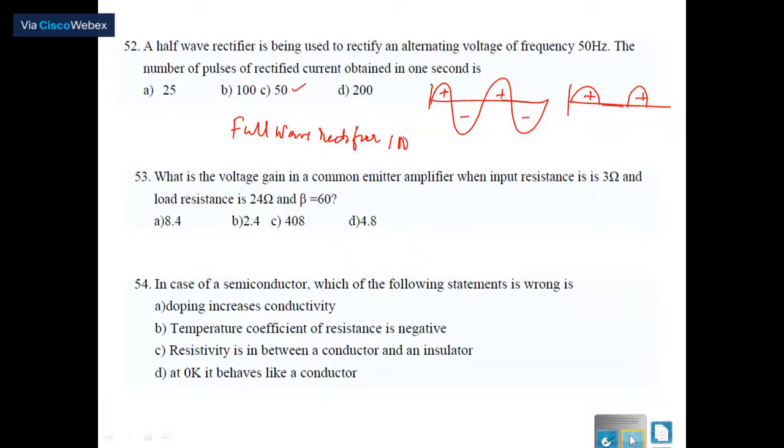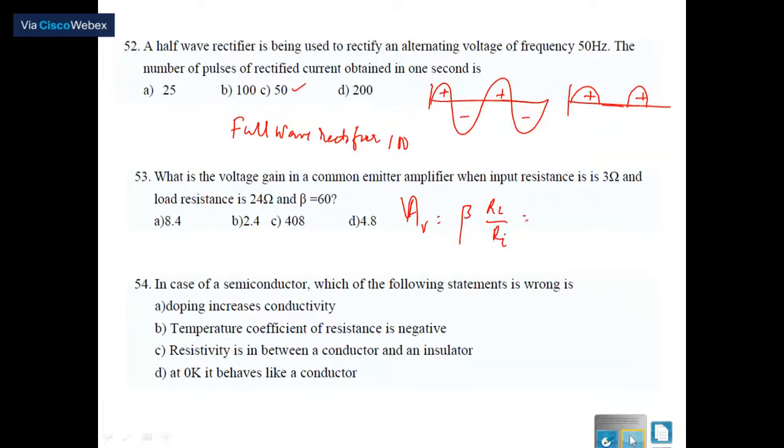and it becomes 100 for the full wave rectifier. All right, what is the voltage gain in a common emitter amplifier when the input resistance is, what is the voltage gain in a common emitter amplifier? The input resistance is 3 ohm and the load resistance is 24 ohm and beta is equal to 60. The voltage gain during the synopsis, I gave, so AV voltage gain that is equal to beta into RL by RI.